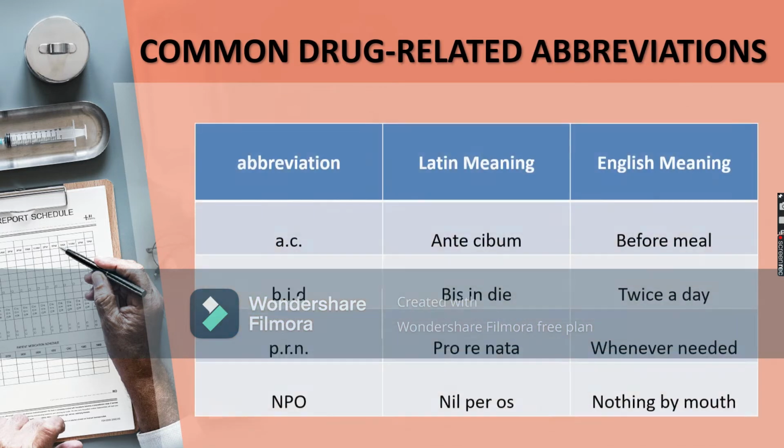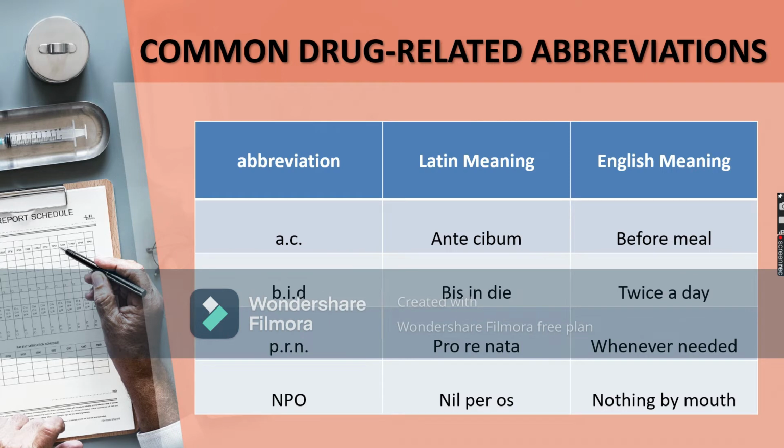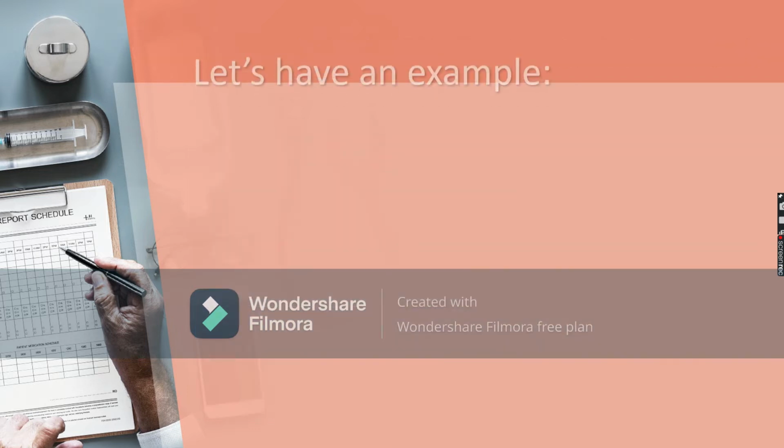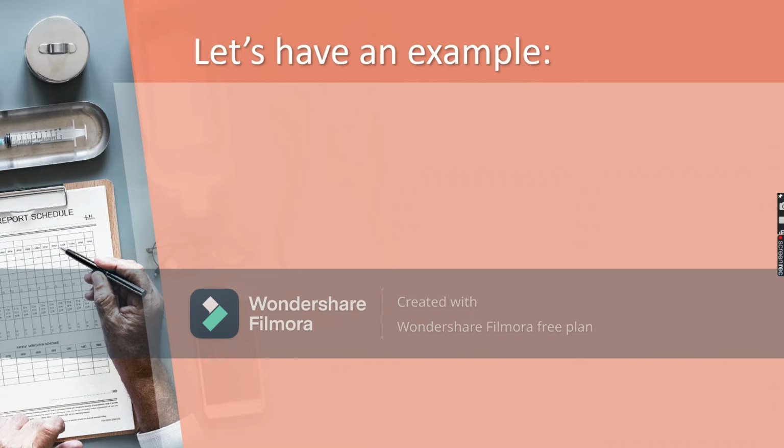Let's go ahead and check the common drug-related abbreviations in this table. Take a look at column 1, column 2, and column 3. Please check the Latin meaning and how it corresponds to its English meaning, and how important the Latin meaning is in forming an abbreviation. Let's have an example.